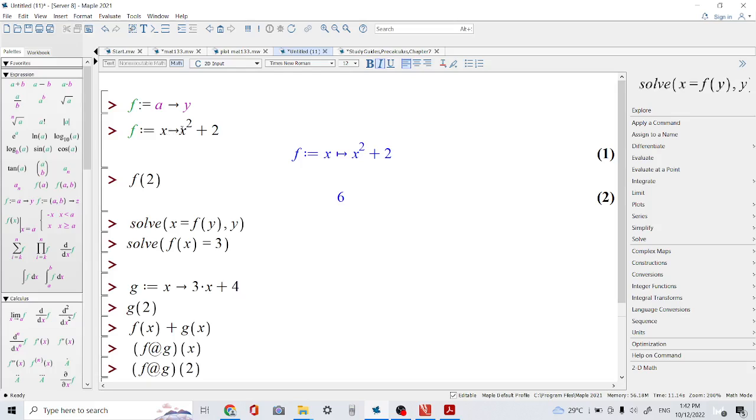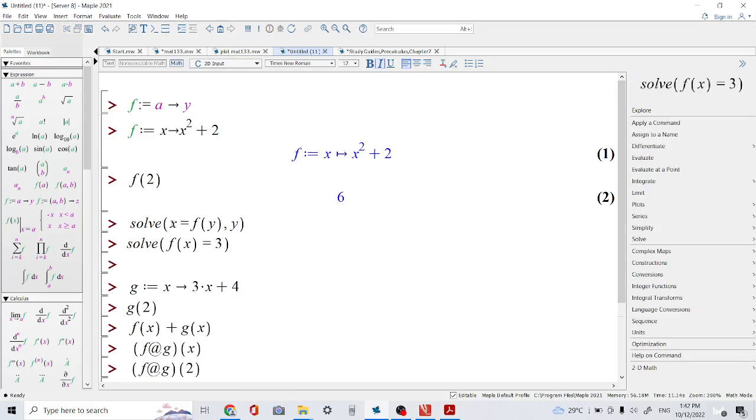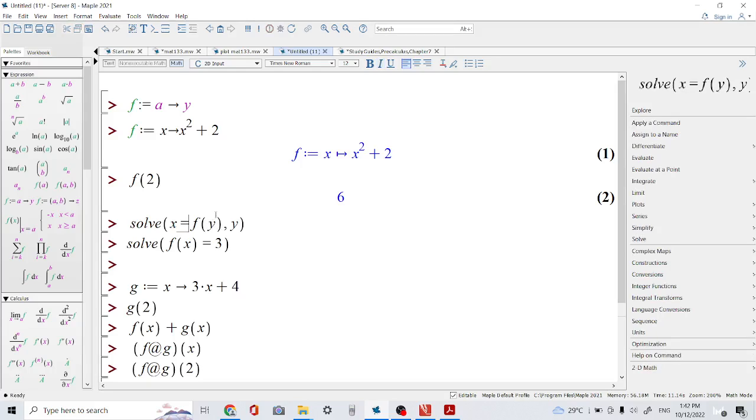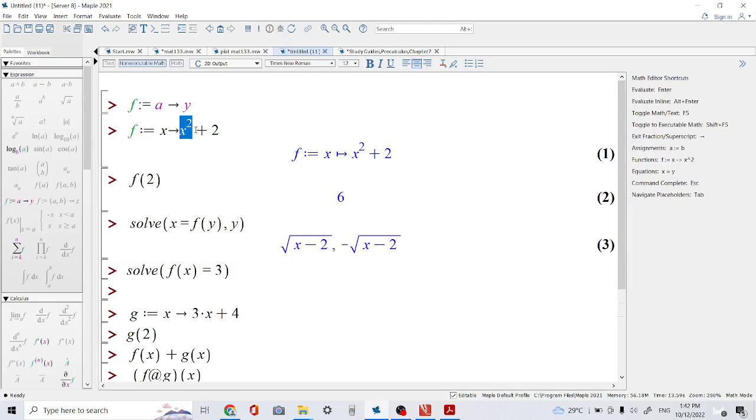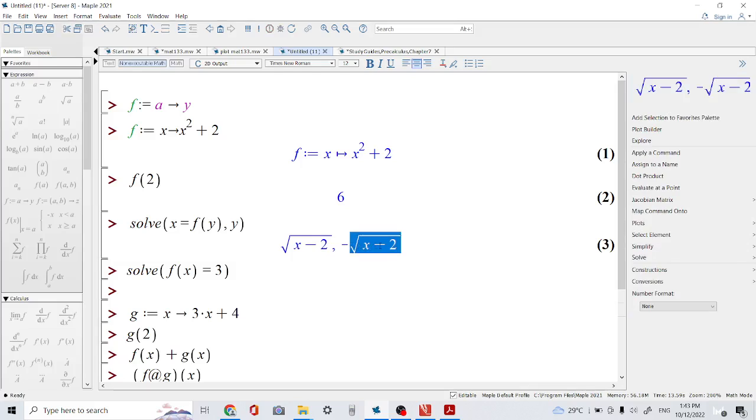All right, so this is for inverse function. If you want to find the inverse function for x squared plus 2, you have to type fy. This is what we learned during our class. So let x equal to y, and then solve for y. So what we will have is this equation. We have two answers for the inverse function because, as we know, the square root of x squared can be plus and minus. So one is square root of x minus 2, one is negative square root of x minus 2.